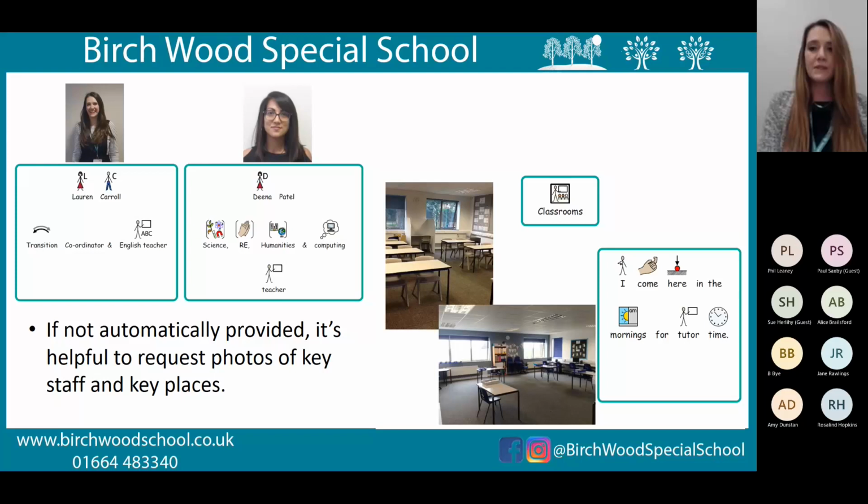Then we have information like this in our My New School booklets, which we send out. Often our students are really interested in who their teacher is going to be. Naturally, that's probably something we would all want to know. So who are the key people for me? What do they look like and how can they support me? We tend to put a brief description of who we are with a photograph in this, so that we know who we're looking for on that first day.